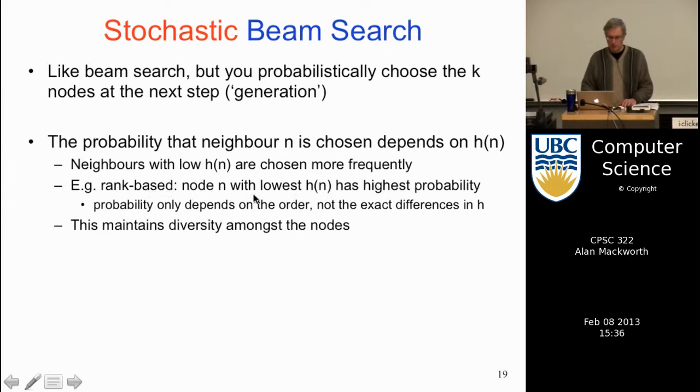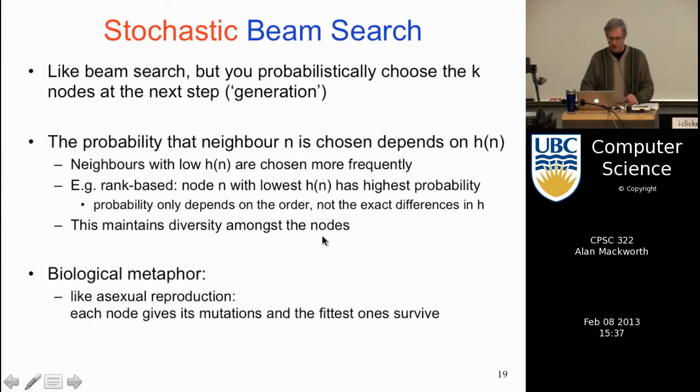Okay, so you could have it rank-based. You just order the nodes in terms of their value of h(n) and have some fixed probabilities for where you are in the rank as to whether or not you get chosen. And the idea here is just maintaining diversity among the nodes.